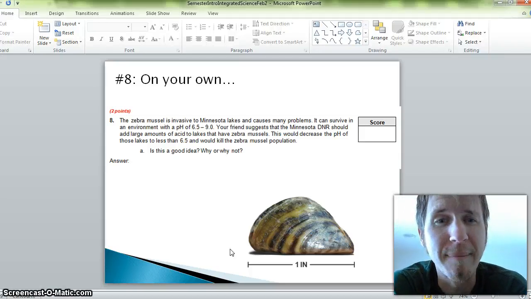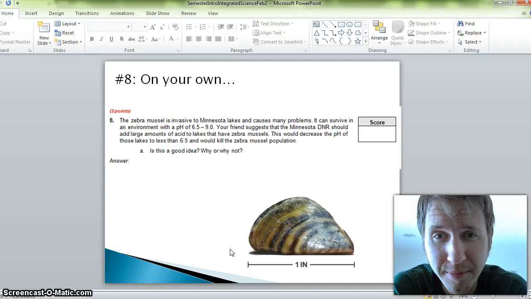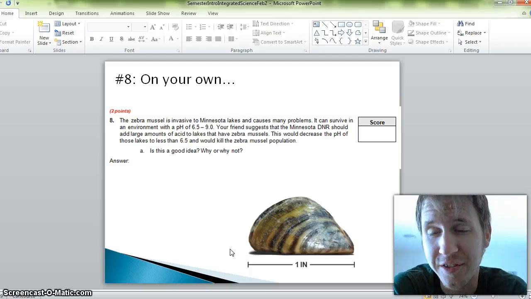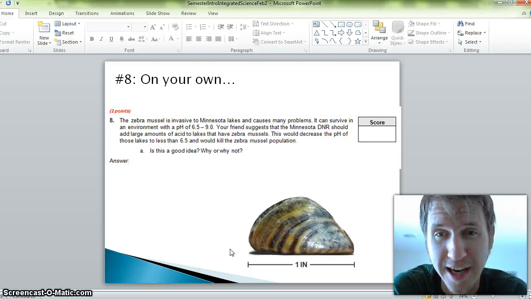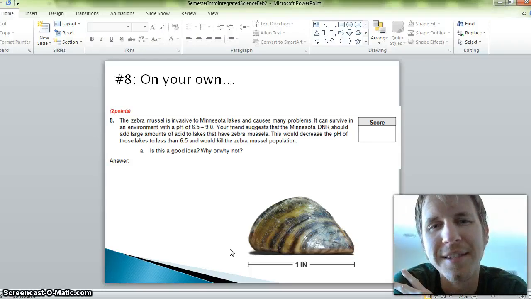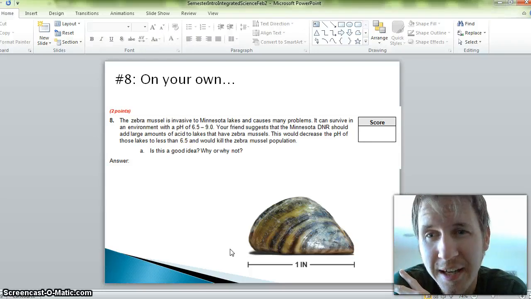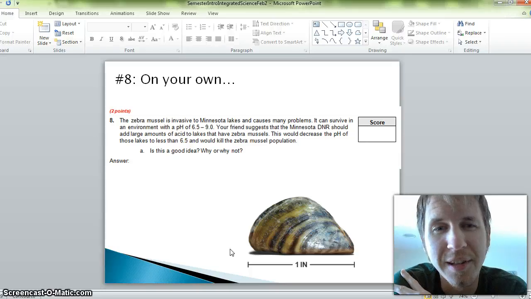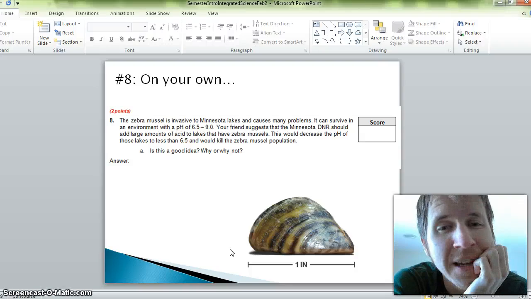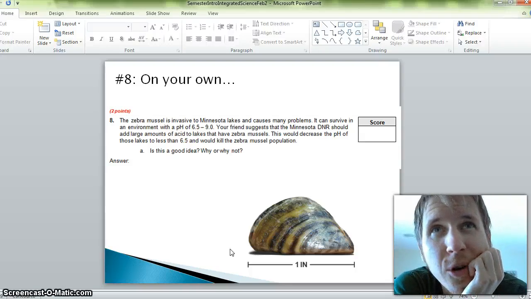Okay, this next question. The zebra mussel is invasive to Minnesota lakes and causes a lot of problems. It can survive in an environment with a pH of 6.5 to 9. So that's its range of tolerance, 6.5 to 9. Your friend suggests that the Minnesota DNR should add large amounts of acid to lakes that have zebra mussels. This would decrease the pH of those lakes to less than 6.5 and would kill the zebra mussel population. Is this a good idea? Why or why not? And there's a question that'll pop up in Educanon now.